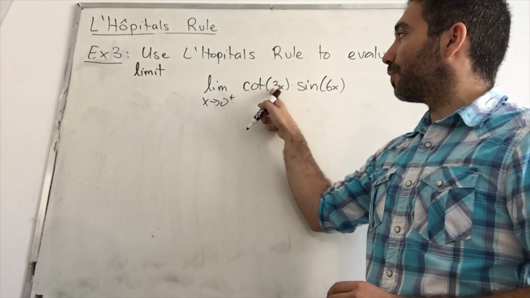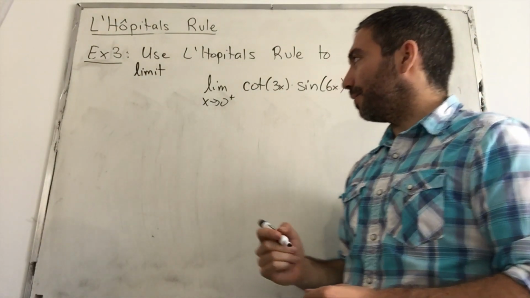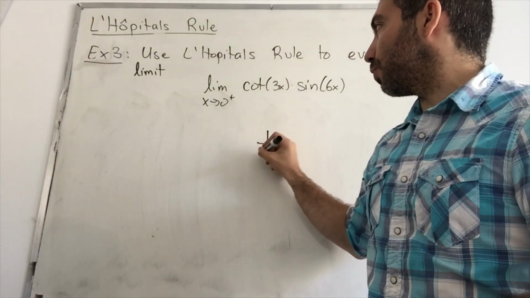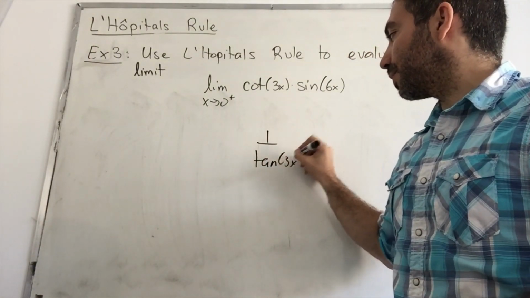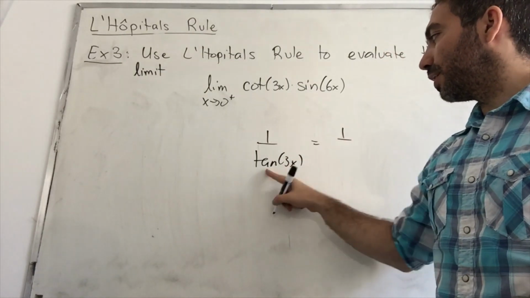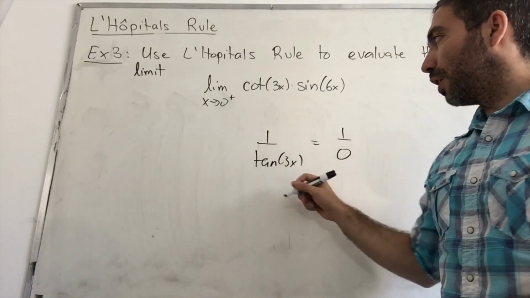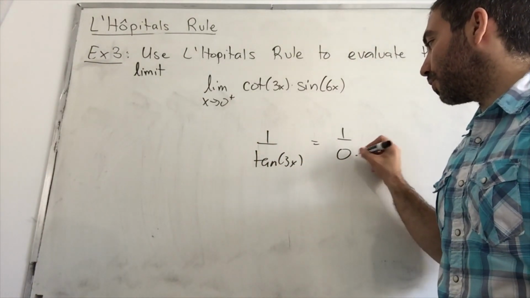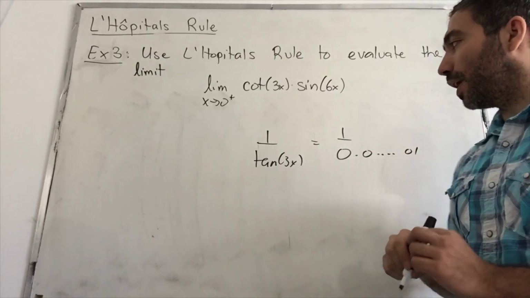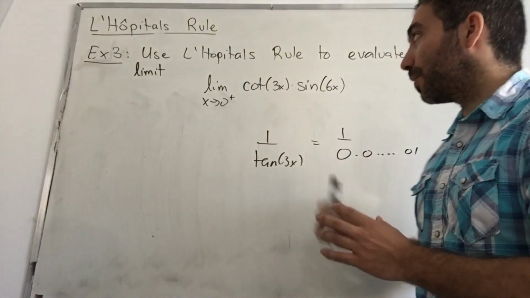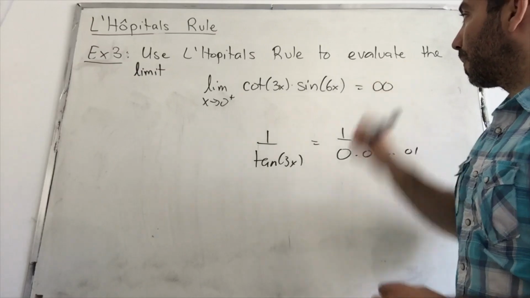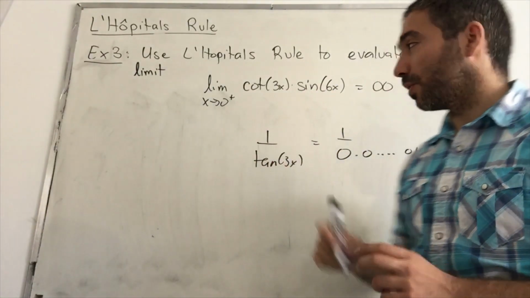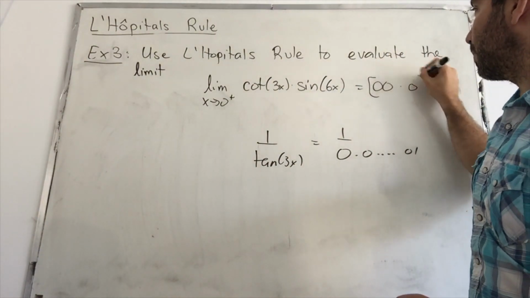So cotangent of 3 times 0, so cotangent of 0 is infinity. Yeah, because cotangent is the same as 1 over tan of 3x, which is 1 over tan of 0, which is 0. But since it's 0 to the positive side, it's not exactly 0, it's a number that's very close to 0, but on the positive side, so 0.00001. And we're dividing by a very small number, which explodes the number, makes it go to infinity. Okay, so we have infinity over here, and then sine of 6 times 0, so sine of 0 is 0. So we have the indeterminate form infinity times 0.